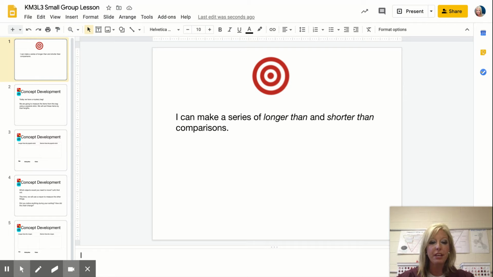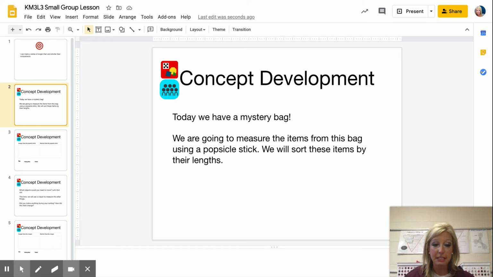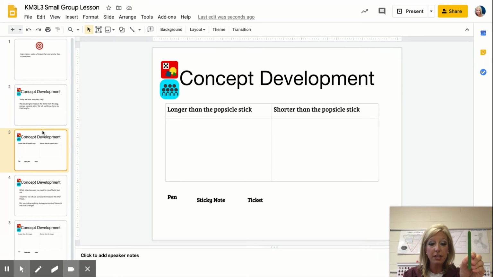So today we have a mystery bag of items, and there are going to be all sorts of things in this bag. And today we're going to measure them using a popsicle stick. And guess what color this popsicle stick is? It's green. So we're going to use this green popsicle stick to measure some items I'm pulling out of a bag over here. So we're going to use our chart similar to what we used yesterday.